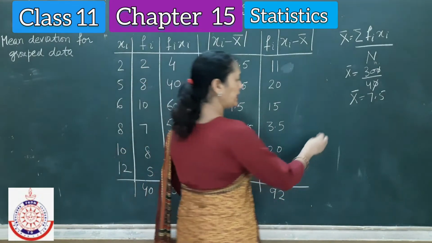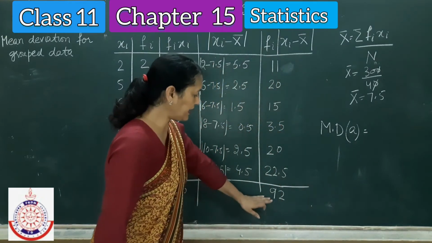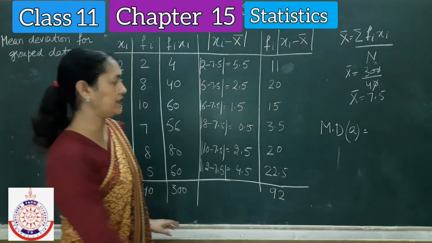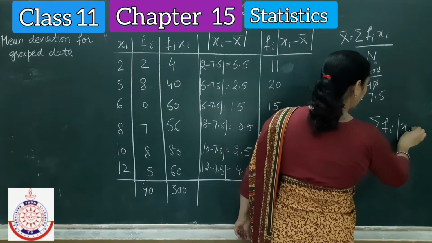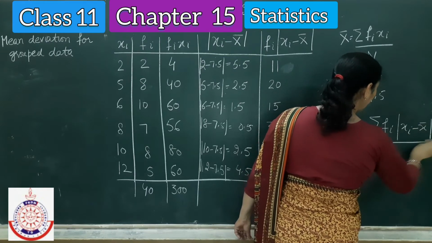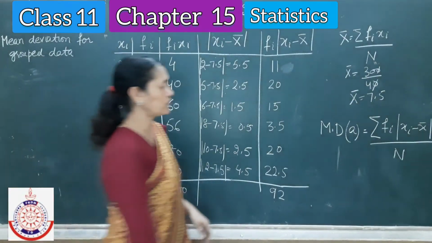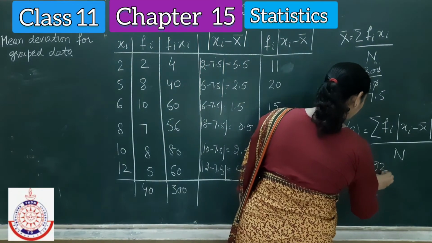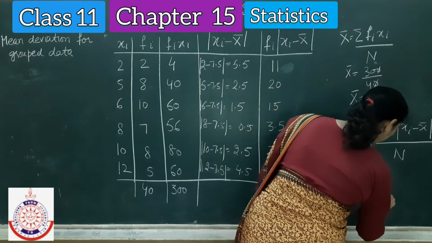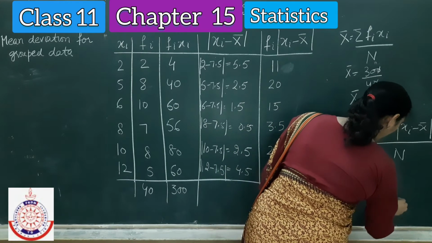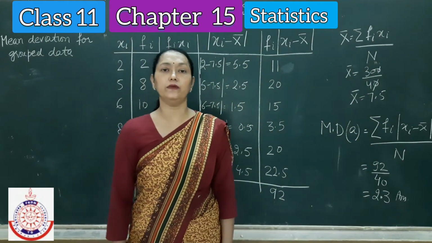Now for calculating mean deviation about the mean, we will be dividing this total with total of fi. That means we will be using the formula sigma fi absolute value of x minus x bar divided by N. This is the formula when grouped data is given to us. So we are calculating 92 divided by 40. We will be getting the answer for mean deviation about the mean.